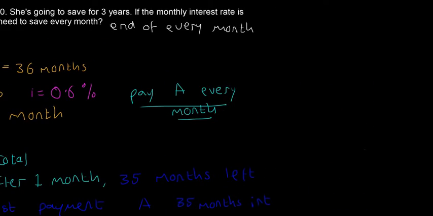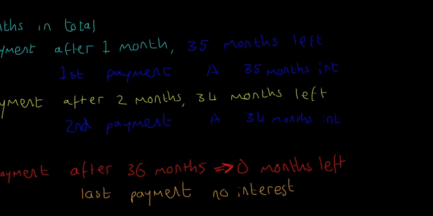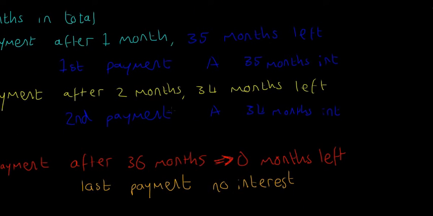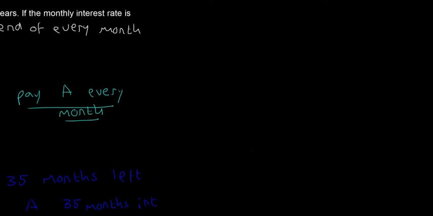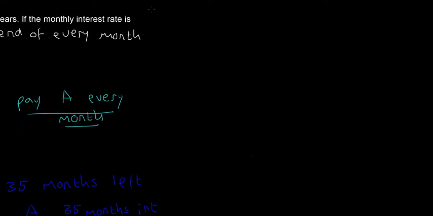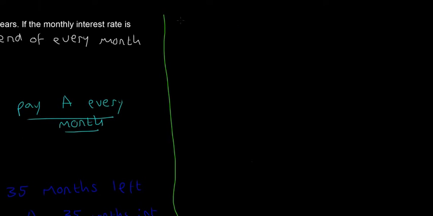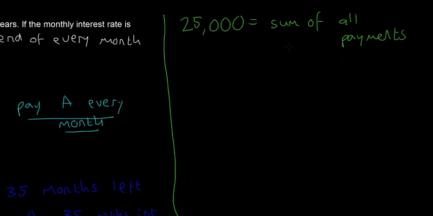So we know that, sorry if I go back a little bit, all of these payments, the first payment, second payment, last payment, I don't have a table here, but they should all add up to 25,000. So we're going to write that in one equation over here. I'll go green. So we know that 25,000 is going to be equal to the sum of all payments, yeah? Sum of all payments.